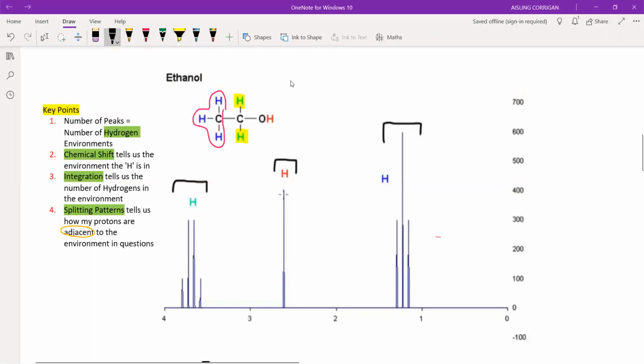Well, there's a rule called the N+1 rule. And I've got a little table down here that will illustrate that as well. So whatever the amount of protons that are adjacent to the environment you're looking at, you just add 1 to it. So in this case, we have 2 protons, N+1, so it's 3. And that's why we've got 3 little splitting patterns. And we call this type of splitting pattern a triplet.